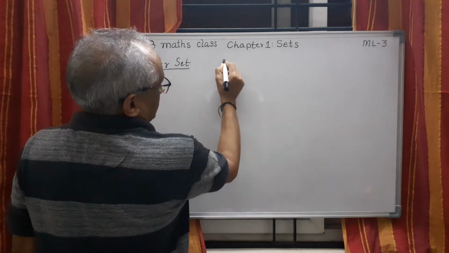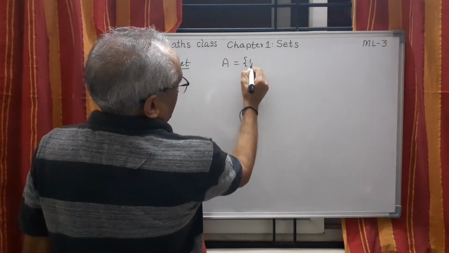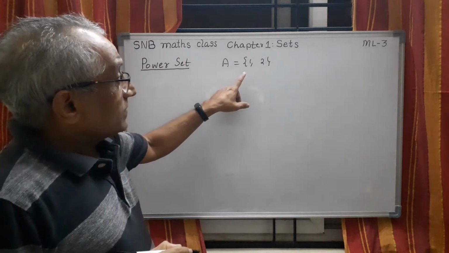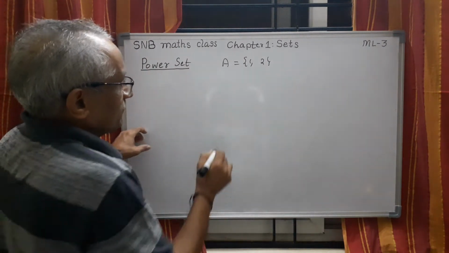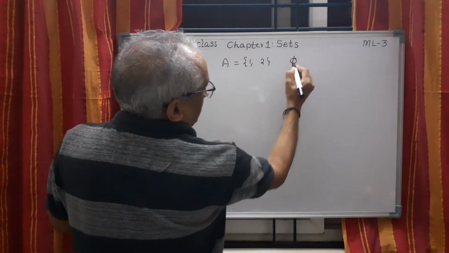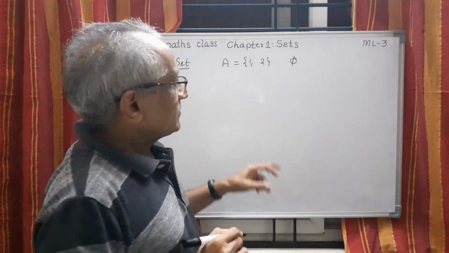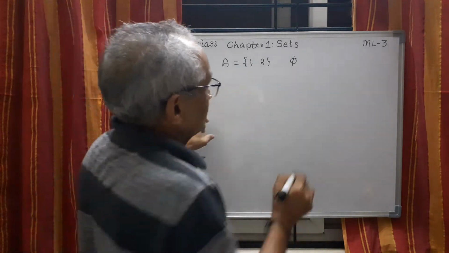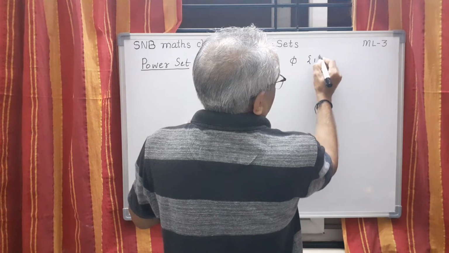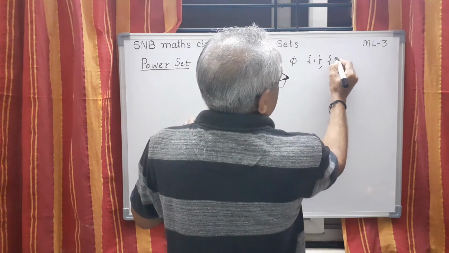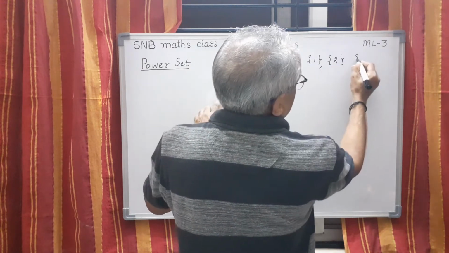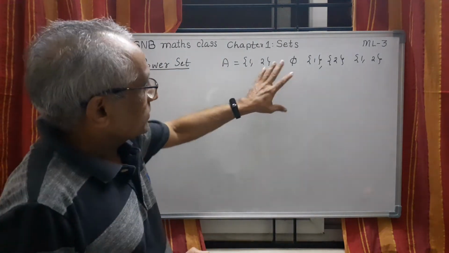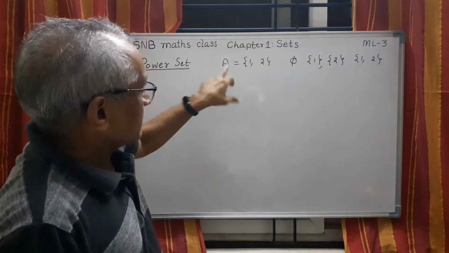Consider a set A equal to {1, 2}. Now, what are the subsets of this A? First one is phi, because we know that phi is a subset of every other set, and I made clear why phi is a subset. Next one is the singleton set {1}, then the singleton set {2}, and the set itself, that is {1, 2}. So these are the subsets. Totally there are 4 subsets for this A.